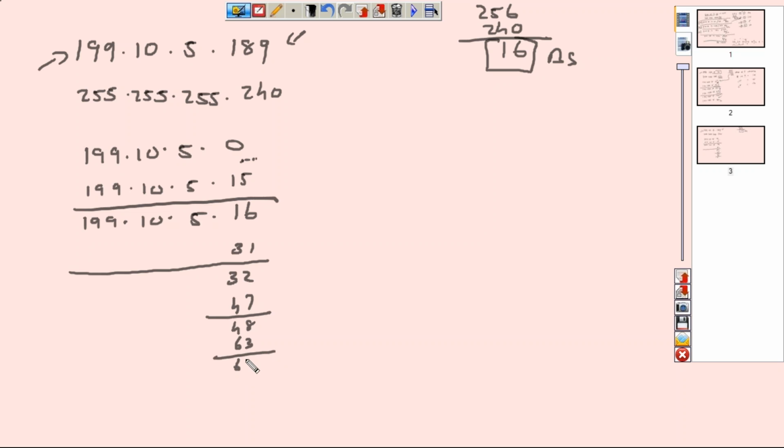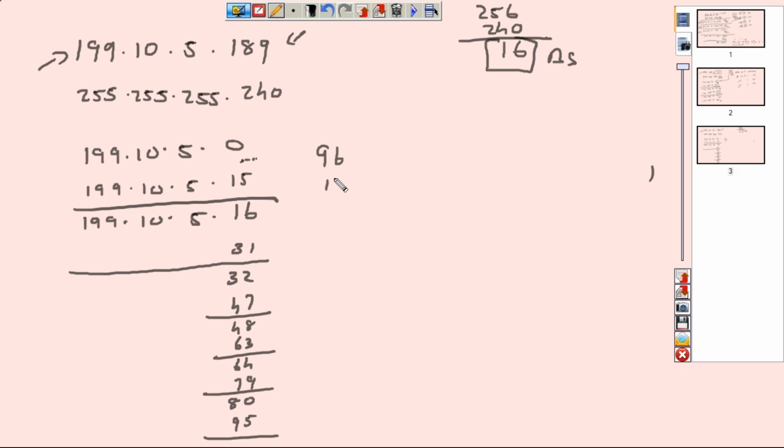Then 64 to 78? Or would it be 79? Yes, 79, because 64 plus 16 is 80, minus 1 is 79. You need to be careful there, because a mistake here means everything beyond it will go wrong. So then we got 80 to 95. Still not in there.